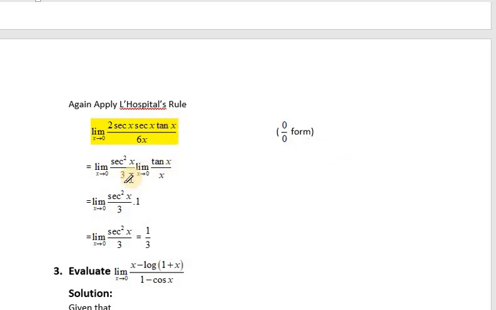We can simplify it further by taking 2 secant x into secant x is secant square x by 3 and limit x tends to 0 of tan x by x. So x we have separated, 2 3s are simplified here, 2 6s it goes by 2 3s are, then limit x tends to 0 of secant square x by 3 into 1. Now apply the limit x is equal to 0 in this one, secant 0 is 1, so 1 by 3 is the value of this limit. So like this we can work out the indeterminate forms by using L'Hopital's rule.